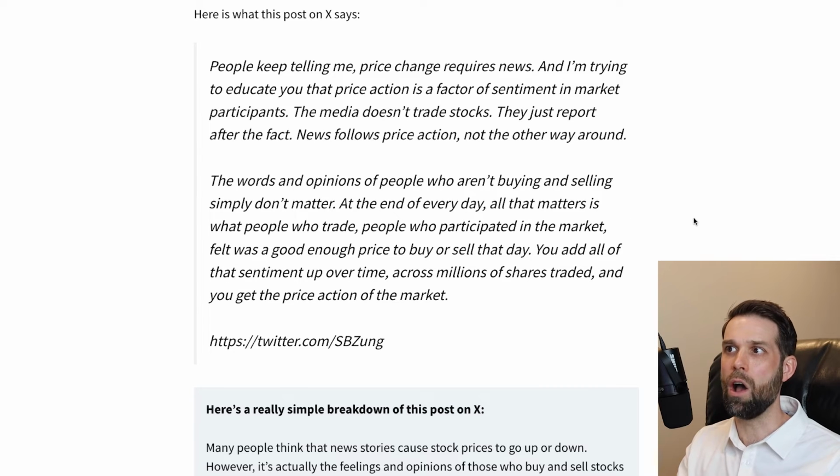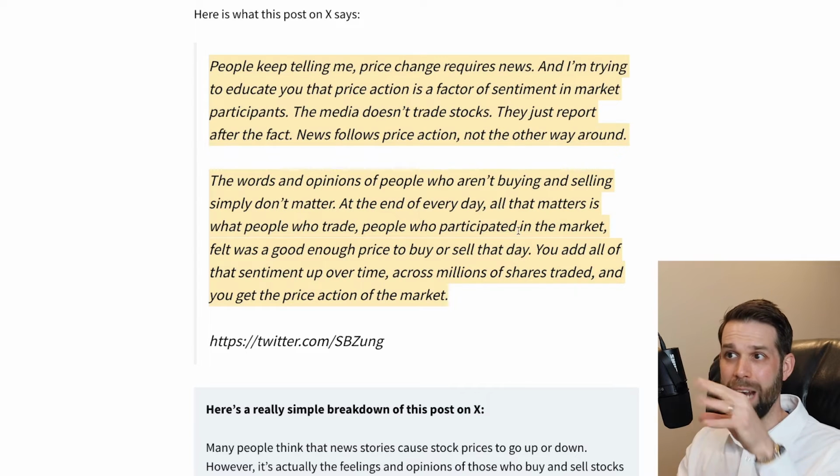At the end of the day, all that matters is what people who trade, people who participated in the market, felt was a good enough price to buy or sell that day. You add all the sentiment up over time across millions of shares traded, and you get the price action of the market. So whether this clicks with you now or not, I would go back and read this. You can access this article below this video.